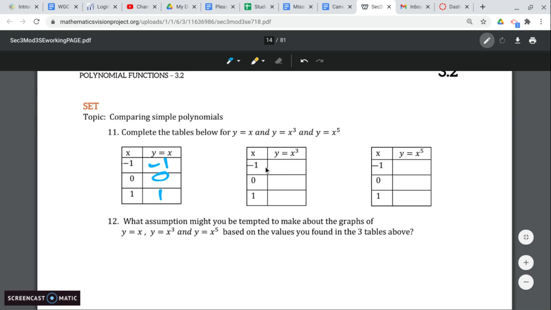For x to the third, well, we're going to take negative 1 times negative 1, which is positive 1, times negative 1, because remember it's 3 negative 1s multiplied, so we're going to get negative 1 again. What about with 0? 0 times 0 times 0 is just 0. What about 1 times 1 times 1? It's just 1. What about when we have x to the fifth?